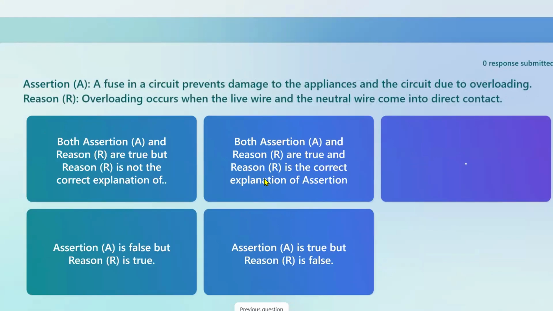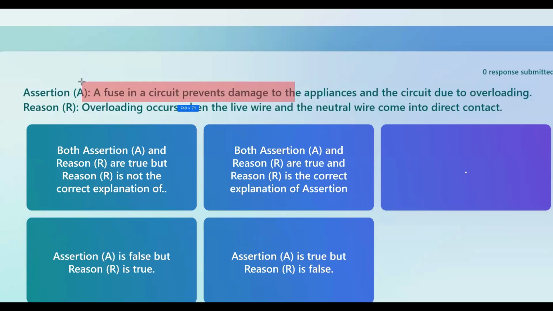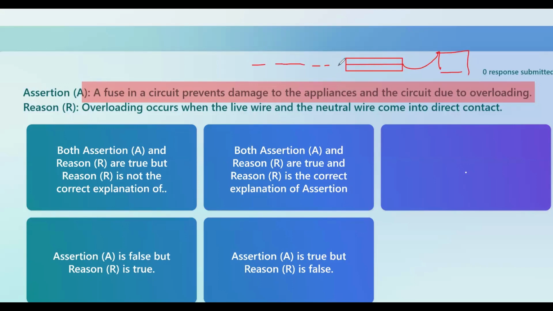The next question, which I can see, is an assertion reasoning. It says a fuse in a circuit prevents the damage of appliances and the circuit due to overloading. That's correct. So you know that a fuse is always fitted like this. Let's say this is your device, and this is the current flowing through this.